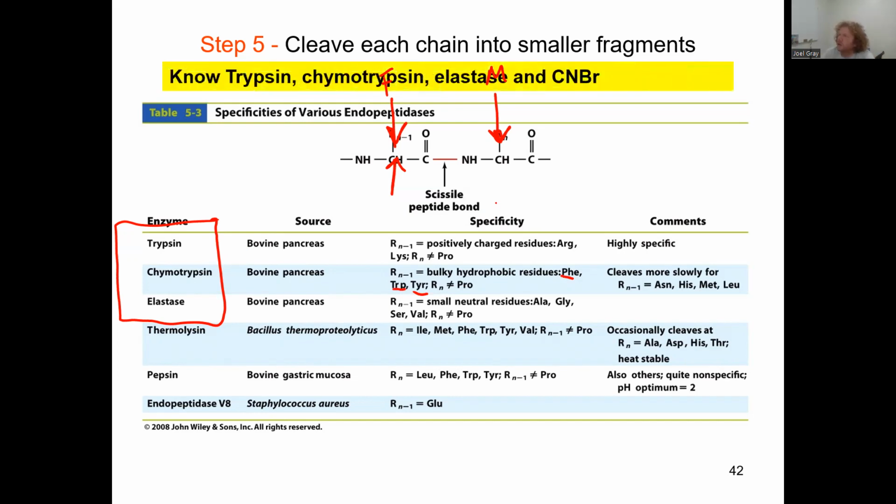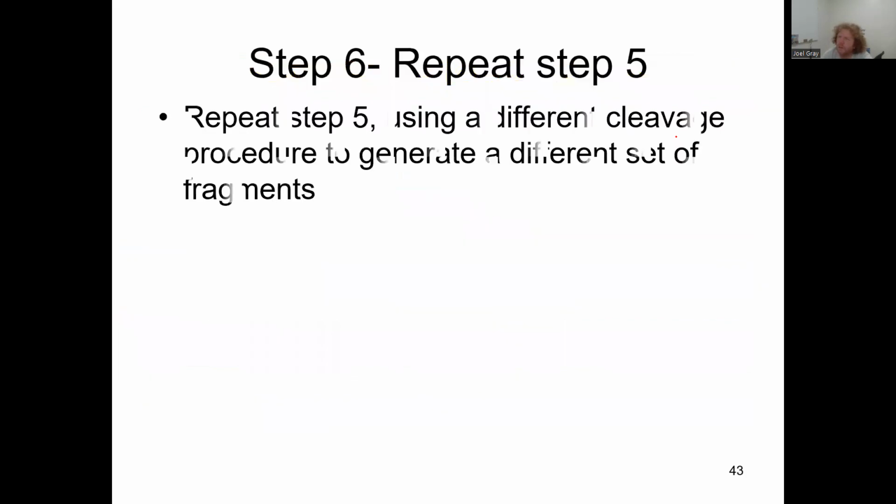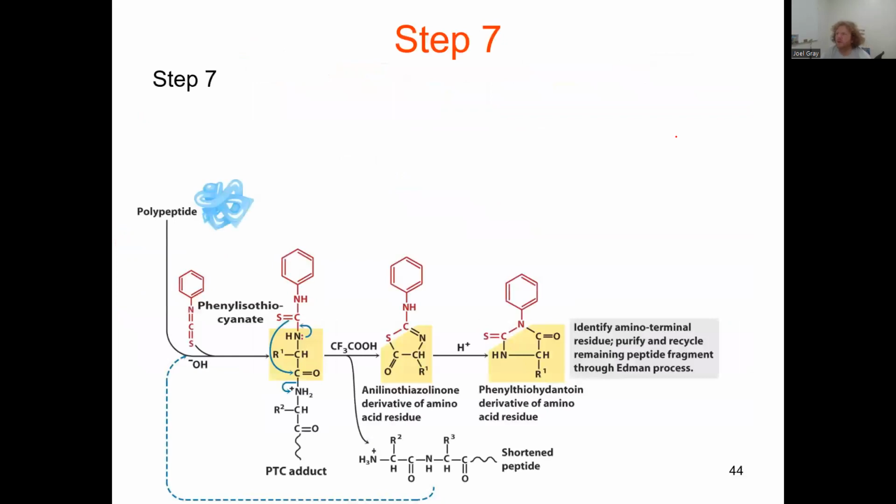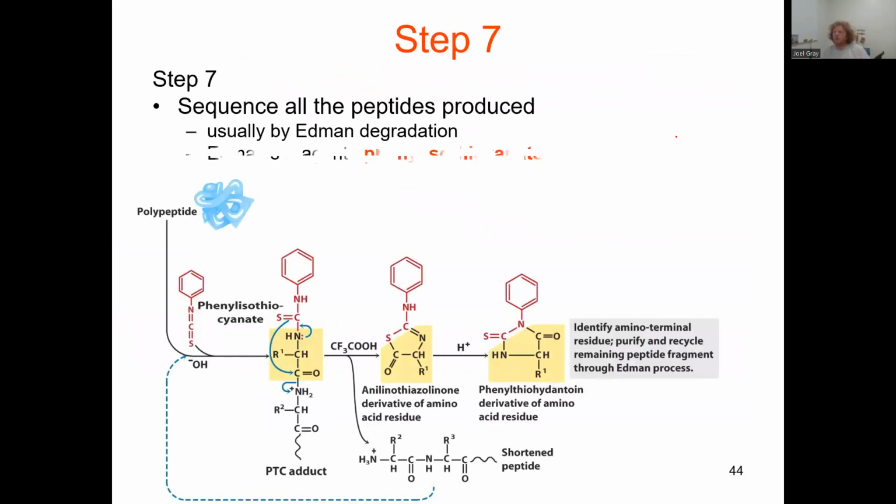So I want you to know trypsin, chymotrypsin, and elastase. Don't worry about cyanogen bromide. Cyanogen bromide, though, just for the future, cuts after methionine. But at any rate, you'd repeat that. You'd do it with one, and then you'd cut with another, and then another, and you get a lot of information from that. Then you'd sequence all those peptides, and you'd reassemble it.